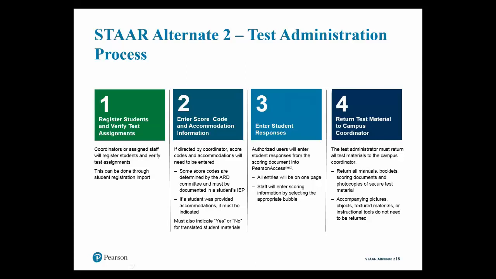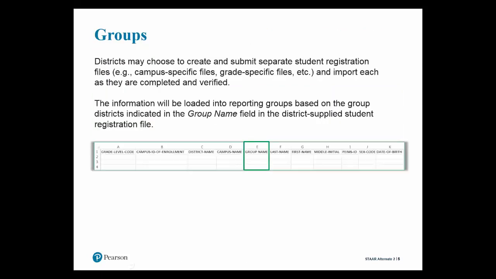And remember, you're able to enter in the student's information directly in the system, and you can also submit a student data file. And just a reminder that you can choose to create and submit separate student registration files if you want to submit them by campus, by grade level. You can do that until all of your students are entered and complete and verified in there. And also remember that there is a column for the group name, so that information will be loaded into your reporting groups based on the group name that you add here in column E.